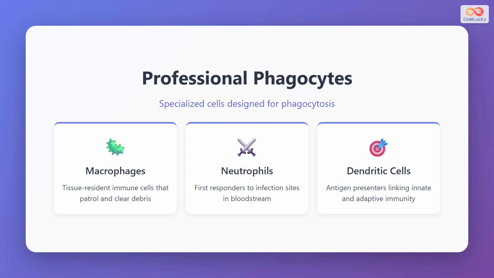Certain cells in our body are specialized for phagocytosis and are called professional phagocytes. The 3 main types are macrophages, neutrophils, and dendritic cells. Macrophages are tissue-resident immune cells that constantly patrol and clear debris from tissues. Neutrophils are the first responders to infection sites, traveling through the bloodstream to reach areas of infection quickly. Dendritic cells are antigen presenters that bridge the gap between innate and adaptive immunity by processing particles and displaying them to other immune cells.